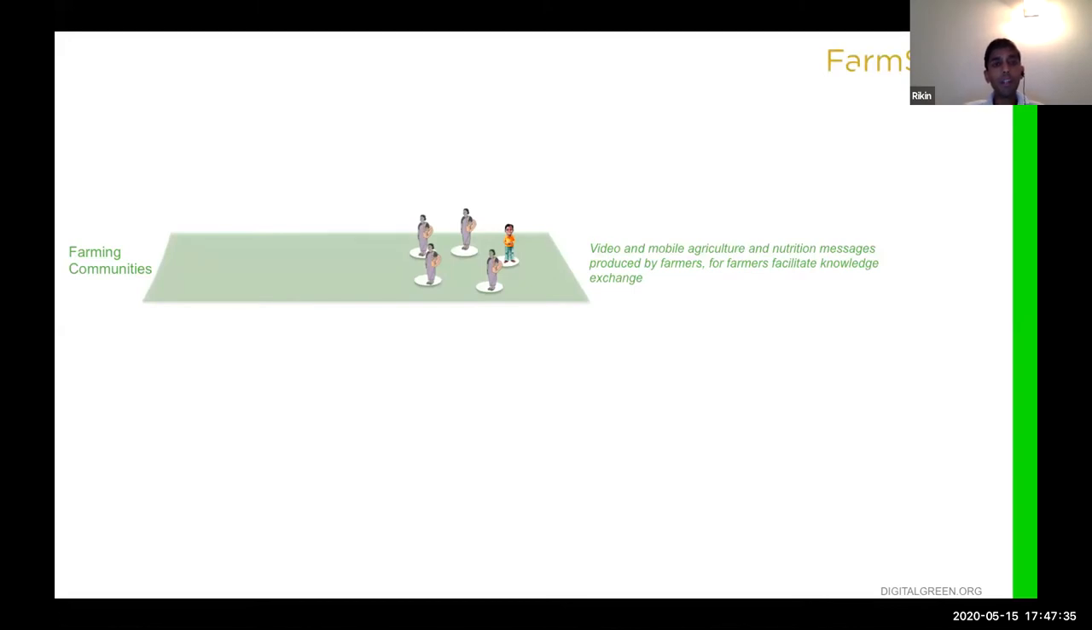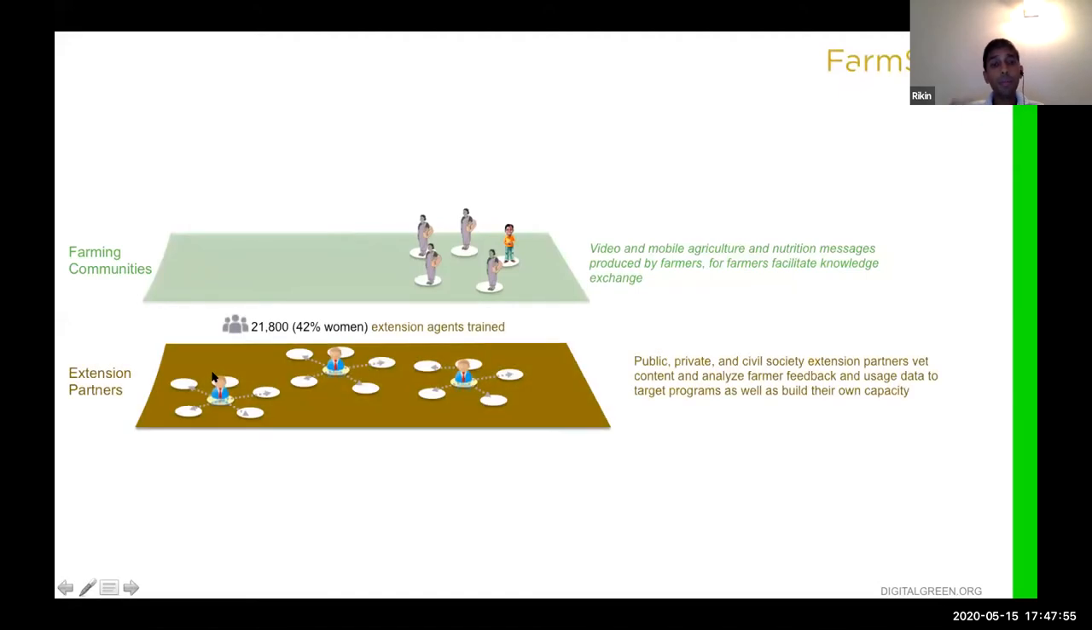The way that we work is by starting with the farming communities themselves. Their informal social networks of how farmers share information with one another about what crops they grow and what practices they apply, with their family members and with their neighbors, is the same informal social networks that we start off with. And then what we layer is these extension partners, these government departments of rural development, NGOs, and now also private sector that have been working with these communities, who have been able to formalize these informal social networks in the form of women's self-help groups and farmer producer organizations.